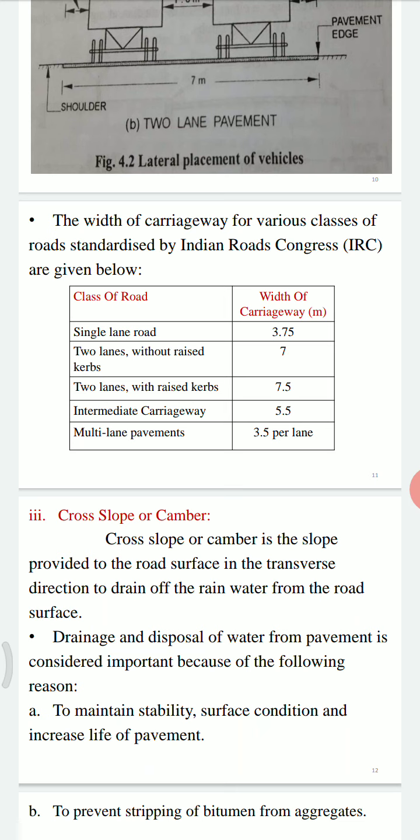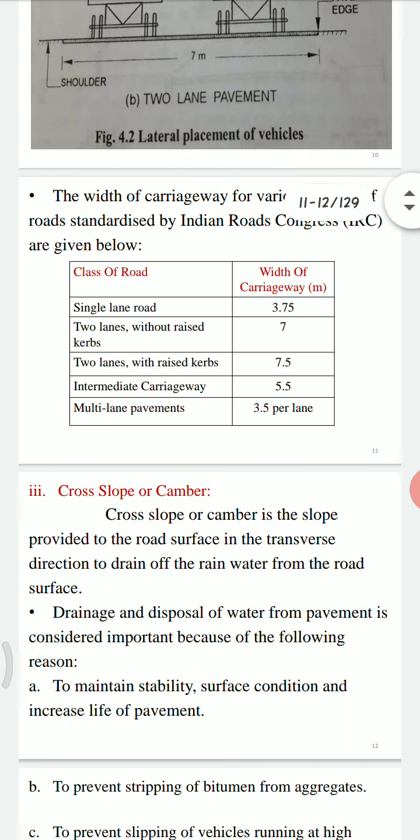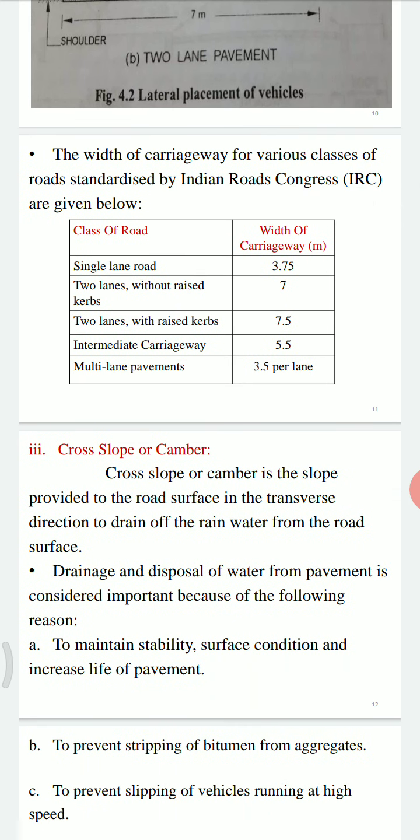We have to use that shoulder for vehicle overtaking or stopping side distance. Also we have to use that 0.5 meters, but with a raised curb there is no movement to cross the road. So that's why 0.5 meters excess is provided, 7.5 meters. And intermediate carriageway 5.5 meters. Multi-lane pavement 3.5. Multi-lane pavement is more than 2 lanes, 3 lanes. That is 3.5 meters per each lane.